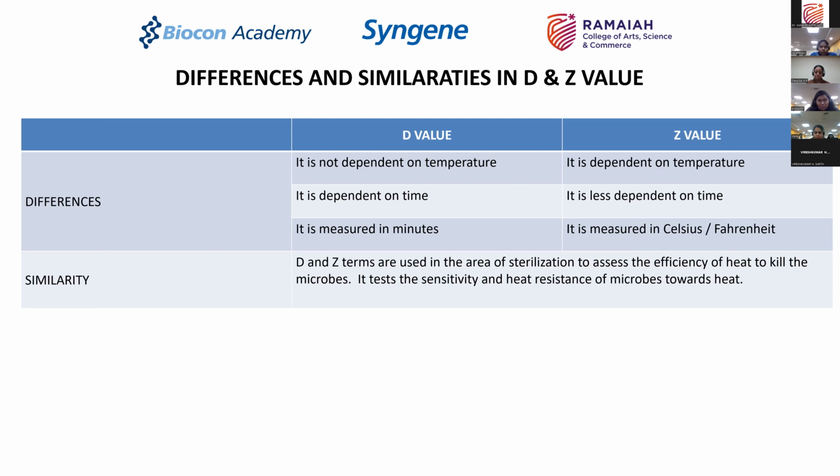The similarity: both are used in the area of sterilization to assess the efficiency of the heat to kill the microbes. It tests the sensitivity and the heat resistance of microbes towards the heat. Why are these important? Why are they used? They are both associated with each other, because while in one case you have a defined temperature, by varying the temperature you know what you can achieve in terms of the kill rate, and therefore you can vary the parameters of your sterilization to achieve sterilization and to make a decision if moist heat sterilization can be used.